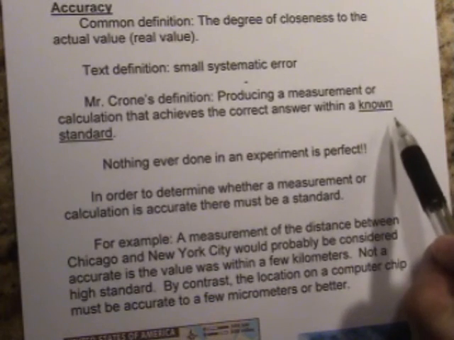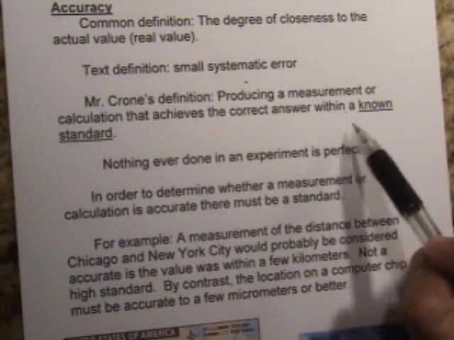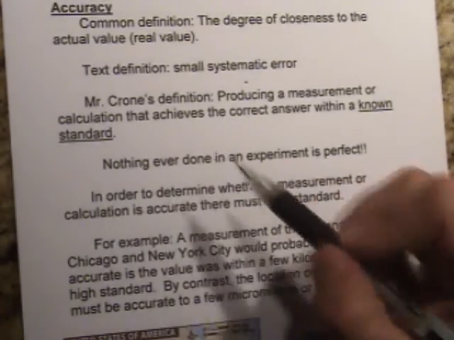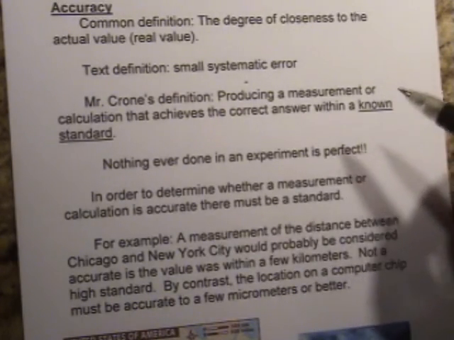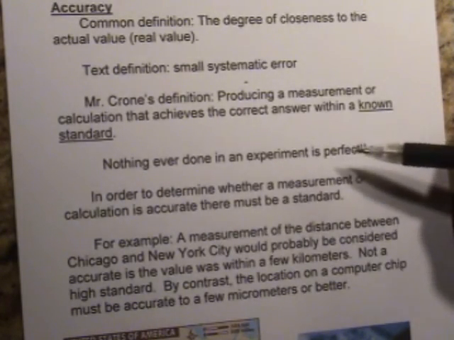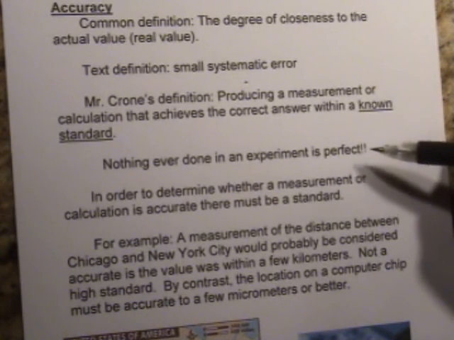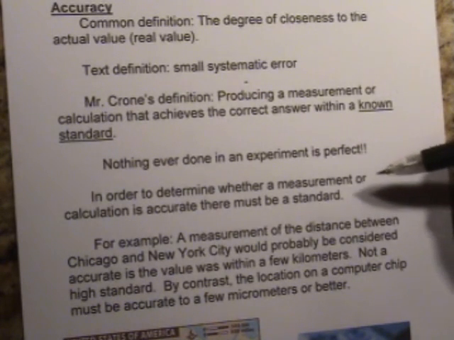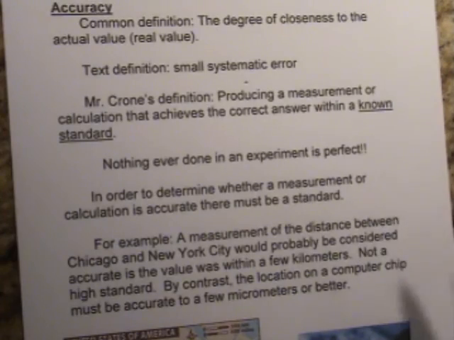I think this is really the important part that's missing from the previous definition, the idea that we're going to compare it to some known standard. What that essentially means is that we need to decide what level we want to measure things down to. As we've said before, you are not perfect, and certainly no measurement you make will be perfect. So there are errors in our experiments. In order to determine whether a measurement or a calculation is accurate, we have to have some sort of standard.